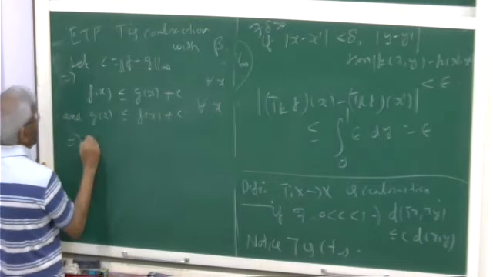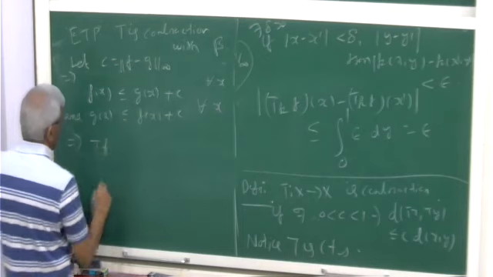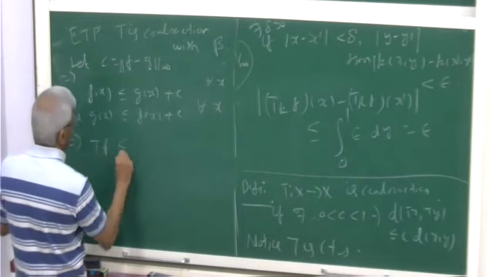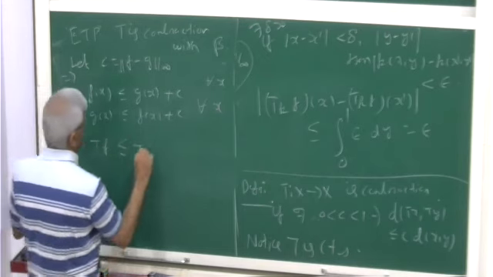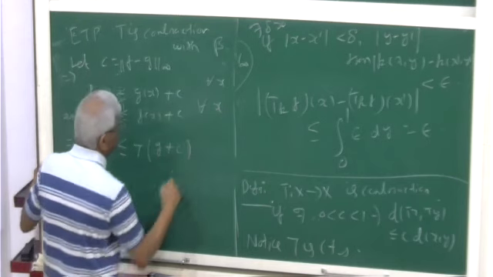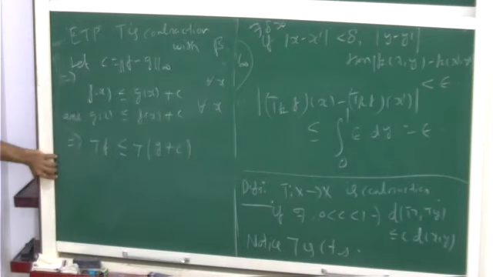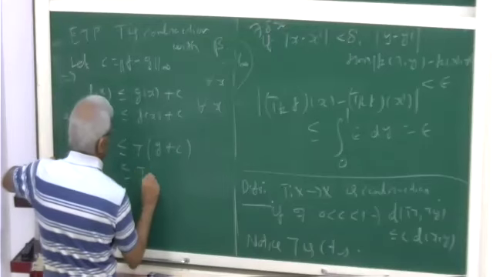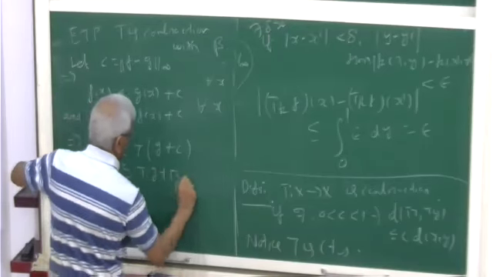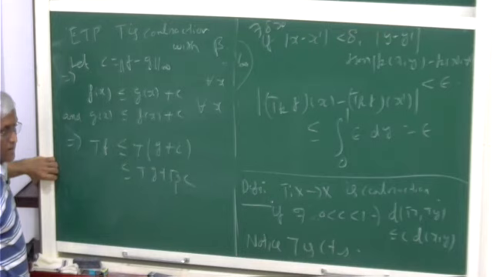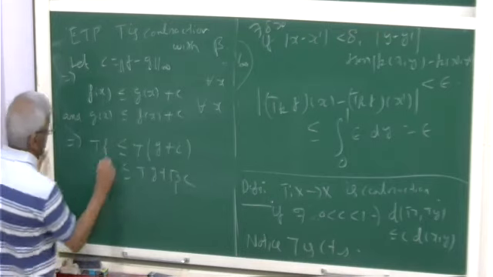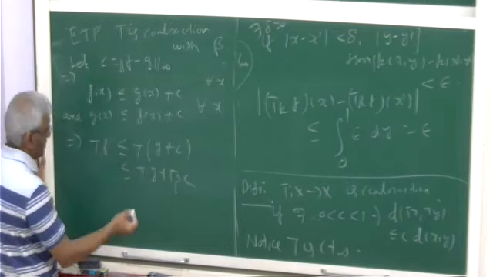This implies T of f is less than or equal to, by the condition, T of g plus c, which is less than or equal to Tg plus beta c, for all x or whatever. If you wish, you put an x here. That's what it means.